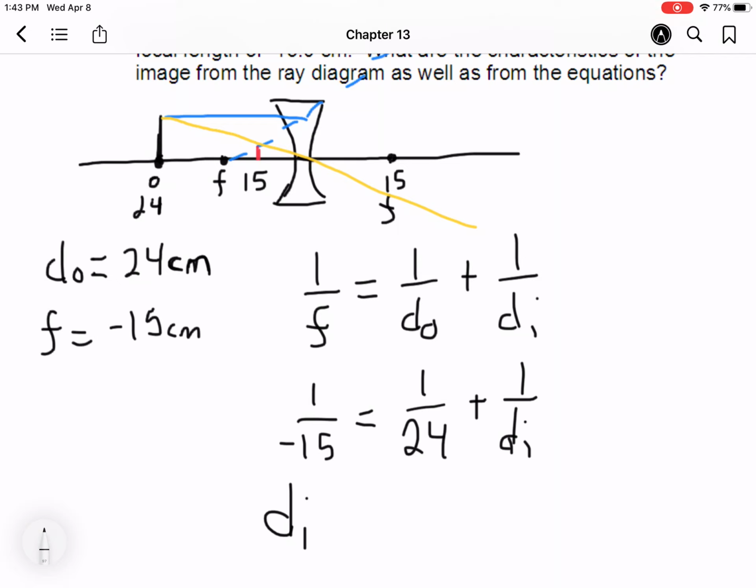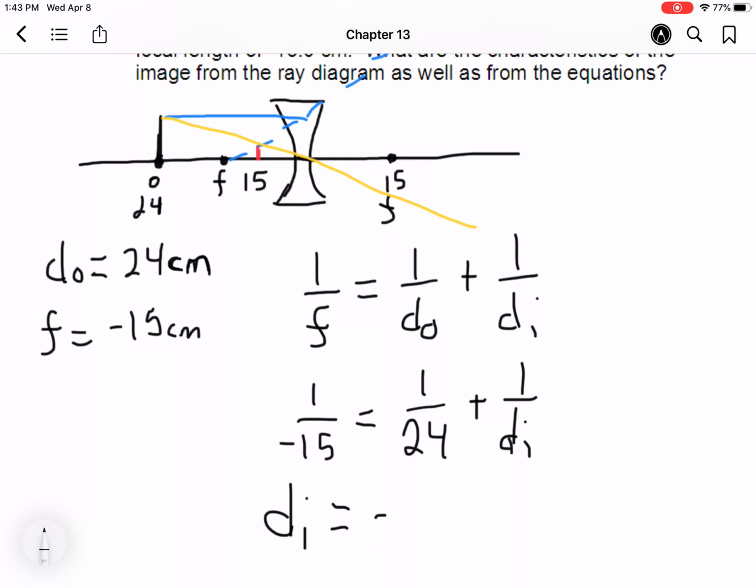What did I do wrong here? Oh yeah, no, that works. Sorry. Yeah, it's going to get negative 9.2, right?